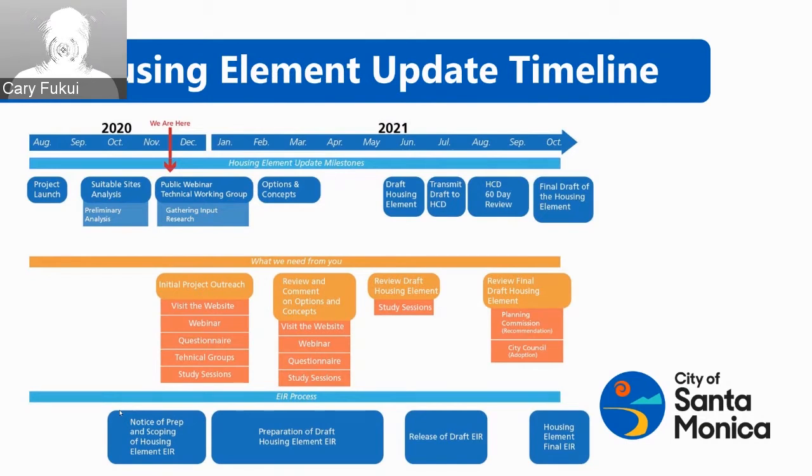Following that, our next milestone will be in March, where after hearing from you and these technical working groups, we'll start to develop concepts and options for public review. So in the spring, we'll host more webinars, publish more questionnaires for you to answer, and also host more study sessions. So this will allow you to discuss these concepts and options for the new Housing Element Update. And with that, we'll begin drafting the Housing Element Update around June, leading to the goal of transmitting the draft Housing Element to HCD in July, with final adoption expected in October.